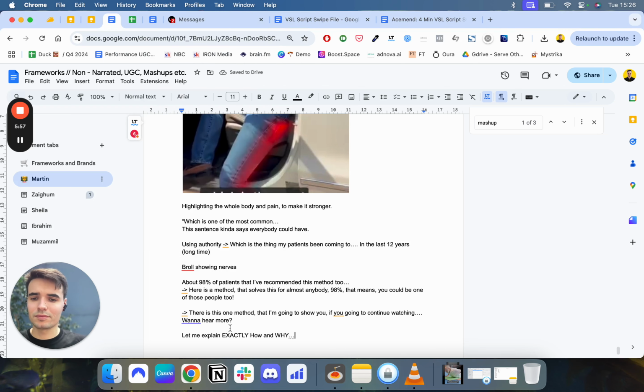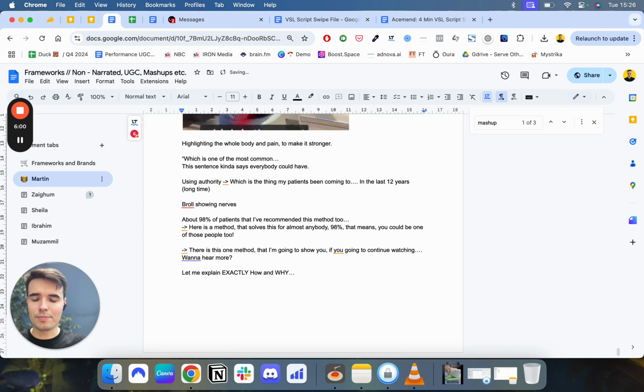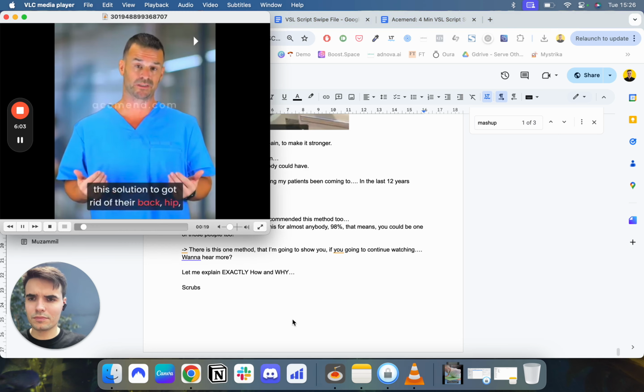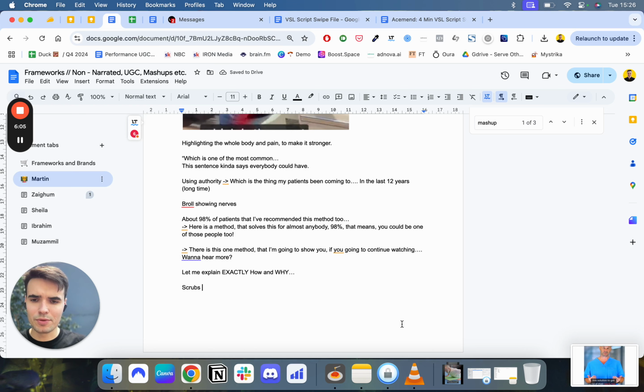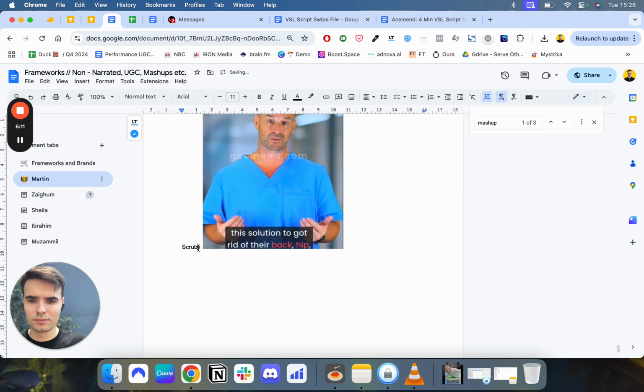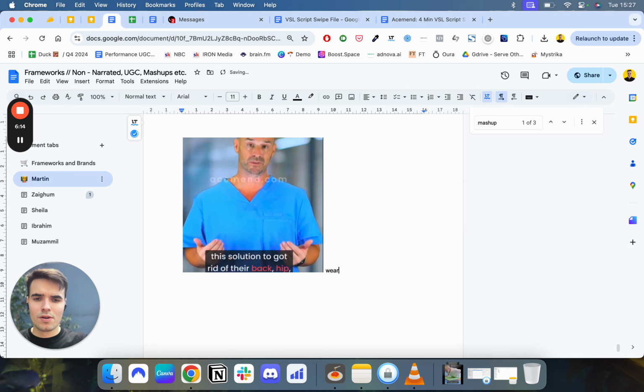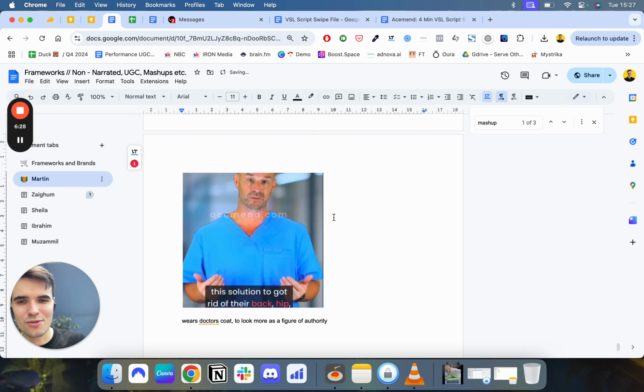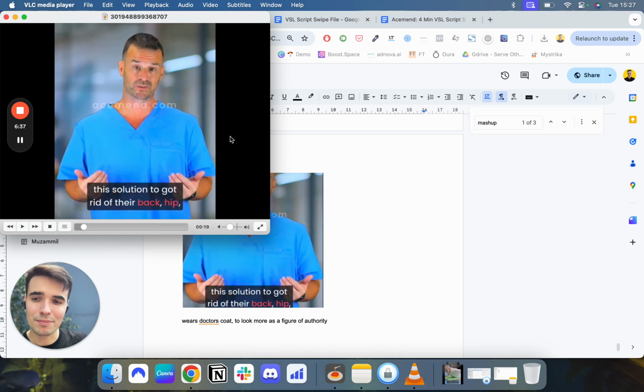What is sciatica, first of all? So he's also in these scrubs. So he looks a little bit more like a figure of authority. He wears a doctor's coat to look more like a figure of authority. The thing here is, if you look at this enough, no doctor in his doctor's office is going to wear this. He's not going to look like this. This is maybe a surgeon or somebody that works in the hospital, in my opinion.